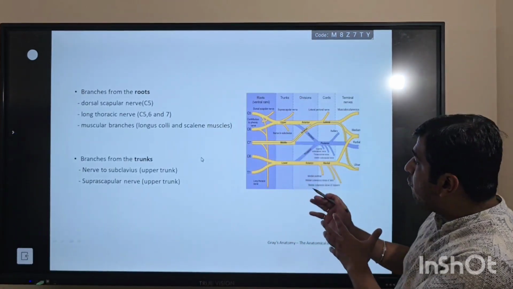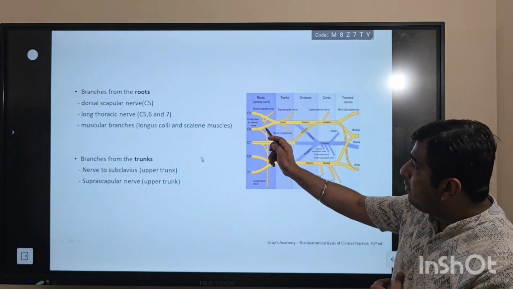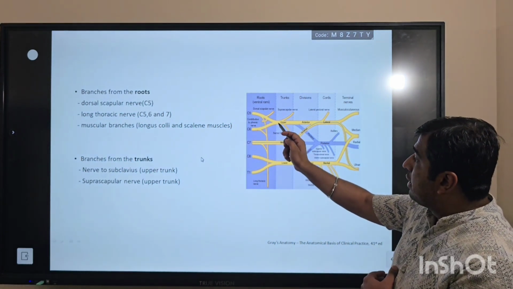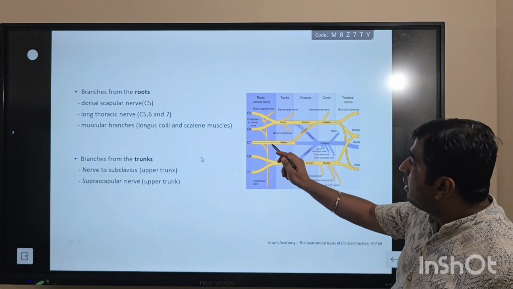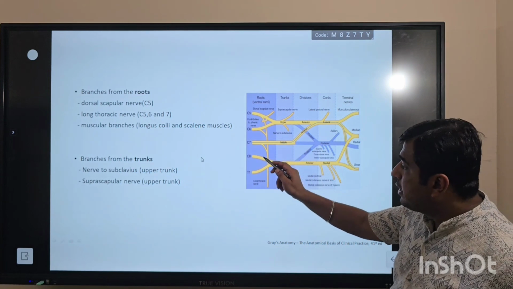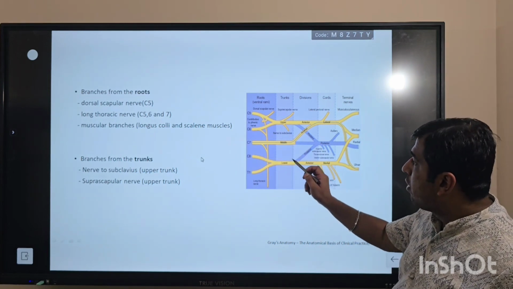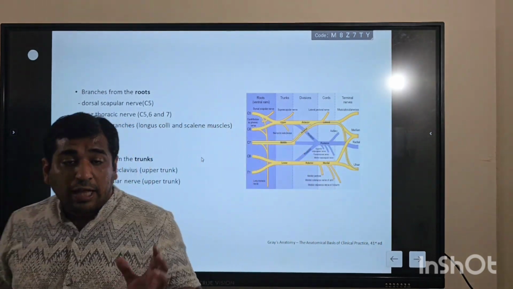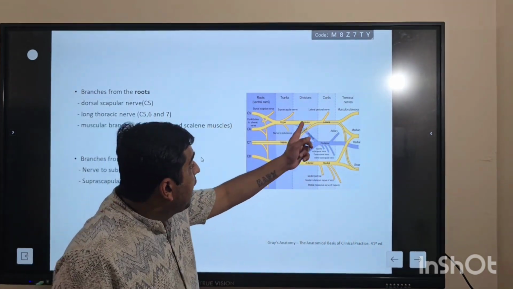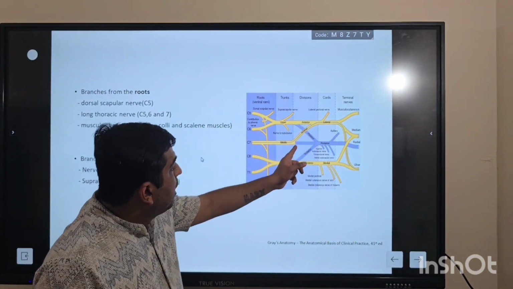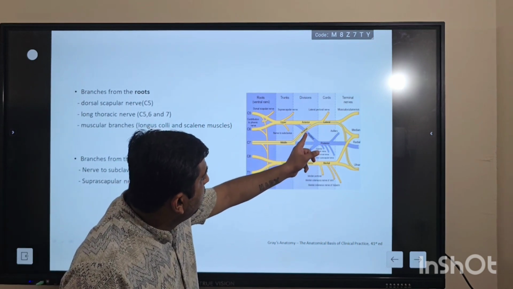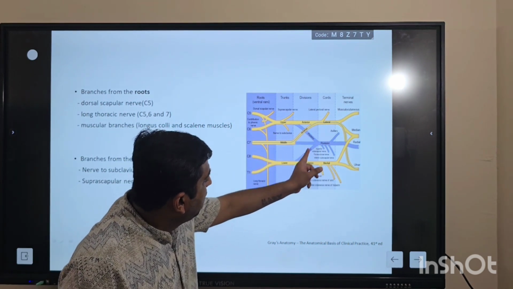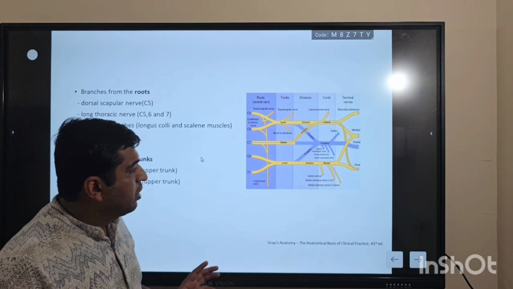So this is the diagram from Grays. You can see that C5 and C6 combine to form the upper trunk, C7 continues as the middle trunk, C8 and T1 combine to form the lower trunk. The three trunks give the anterior and posterior division.